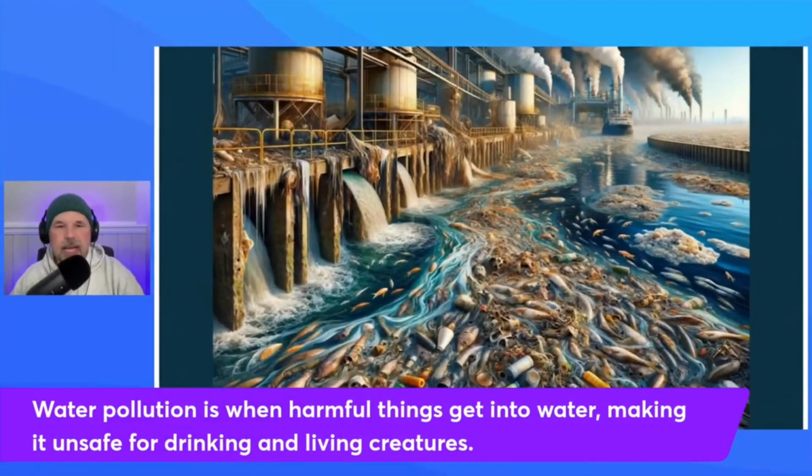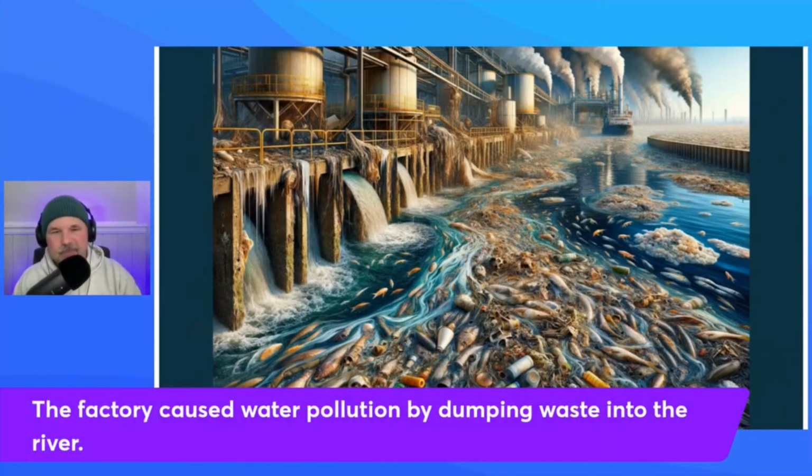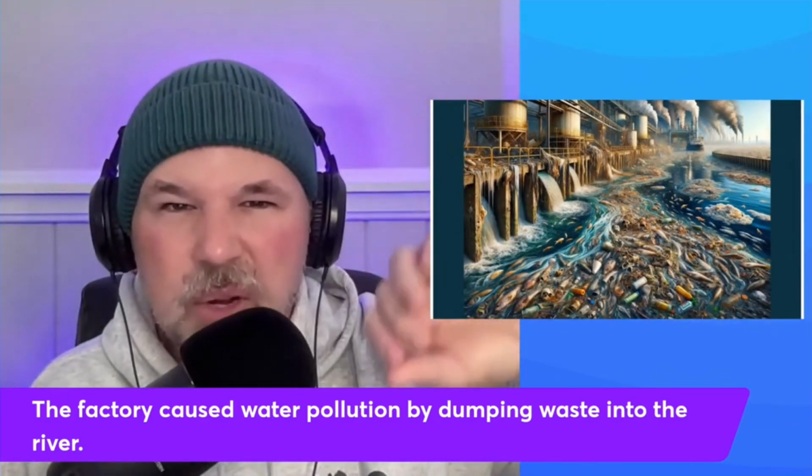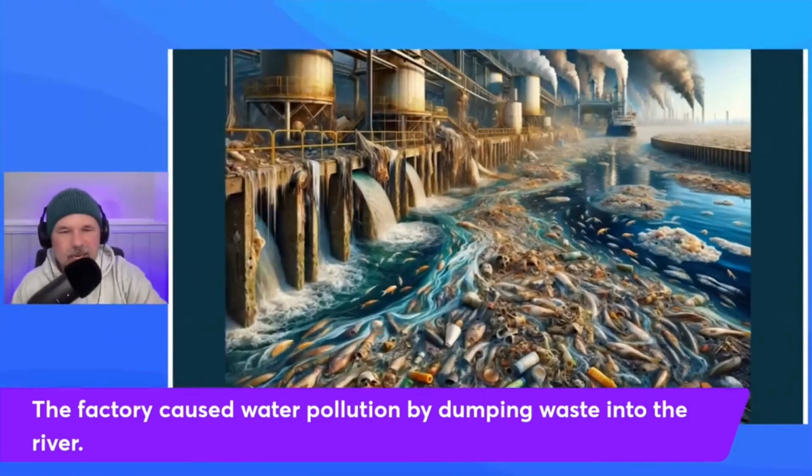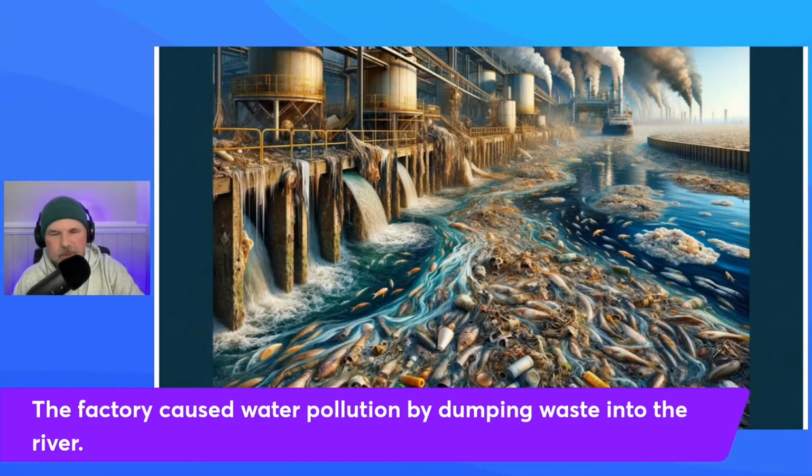I hope you don't have water pollution where you live. Water pollution is when harmful things get into the water, making it unsafe for drinking and living creatures. Here's a sentence that I think goes well with this picture. The factory caused water pollution by dumping waste into the river. In the background, you can see all of the smoke coming from the factory. We will talk about air pollution in just a minute. But right now, it is about water pollution.